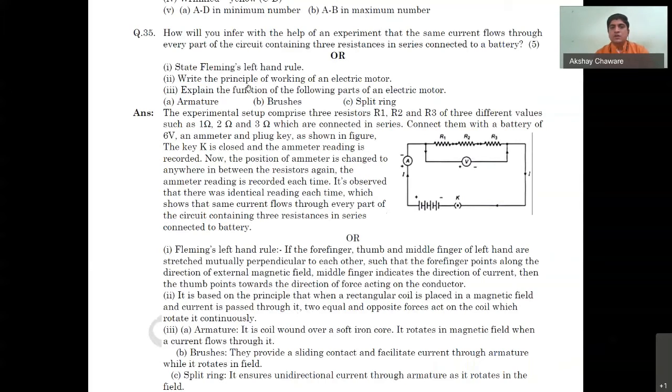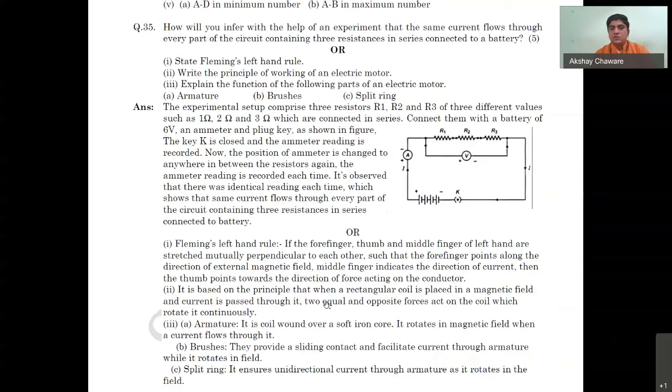Here you have to write the principle of working, not a property. And the principle of working is that it is based on the principle that when a rectangular coil is placed in a magnetic field and current is passed through it, two equal and opposite forces act on the coil which rotates it continuously. And this is nothing but the principle. And below, for armature, brushes and split ring, you have to write one function of each.